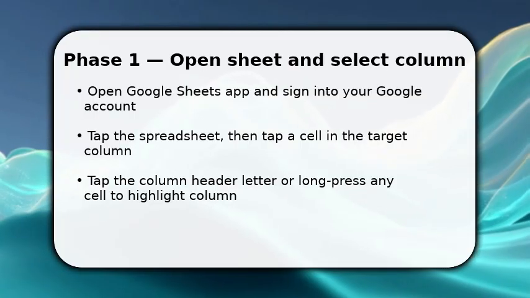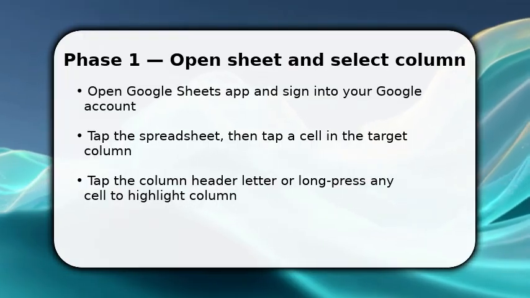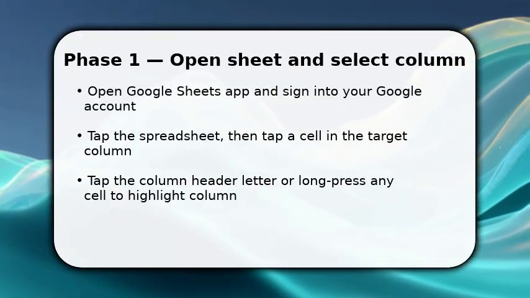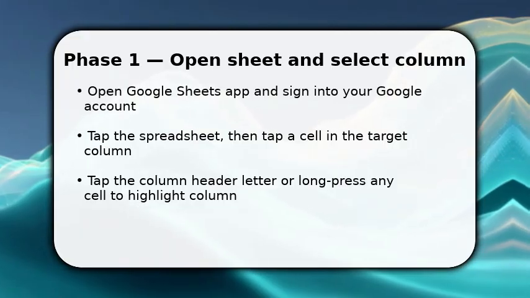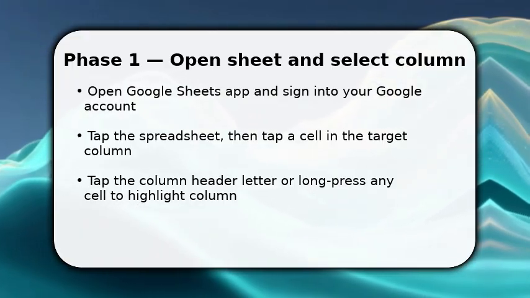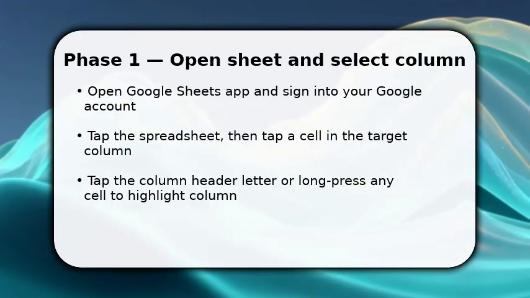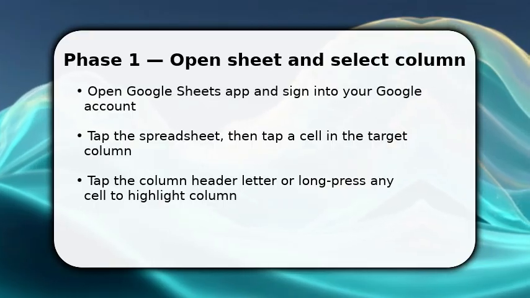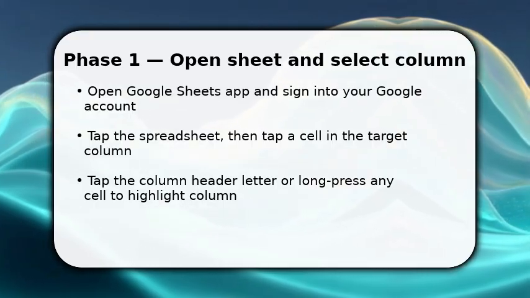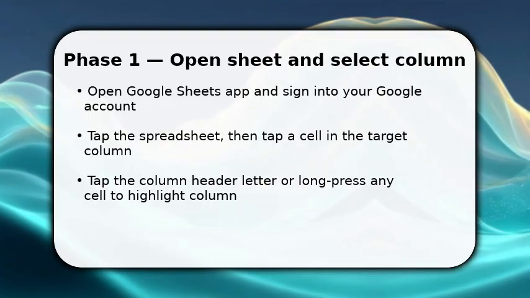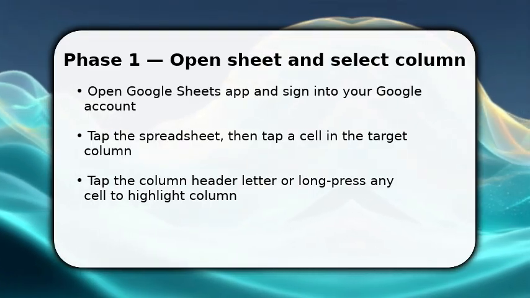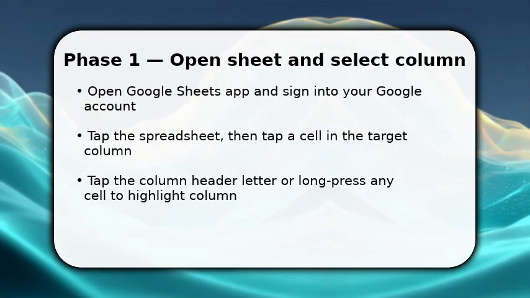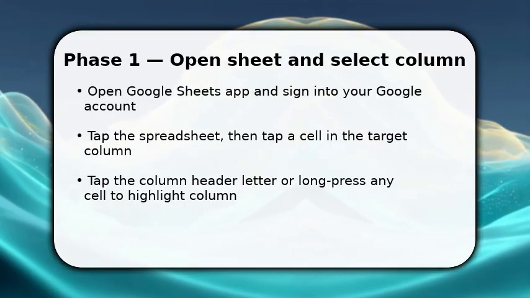You start by opening the Google Sheets app and loading the spreadsheet you need. Tap any cell in the column you want to remove, then tap the column letter at the top or long press a cell to select the entire column. Once done, make sure the column is highlighted so actions apply only there. You do this because mobile selection controls differ from desktop. Selecting first prevents accidental deletion of other data and ensures the delete option appears in the menu.